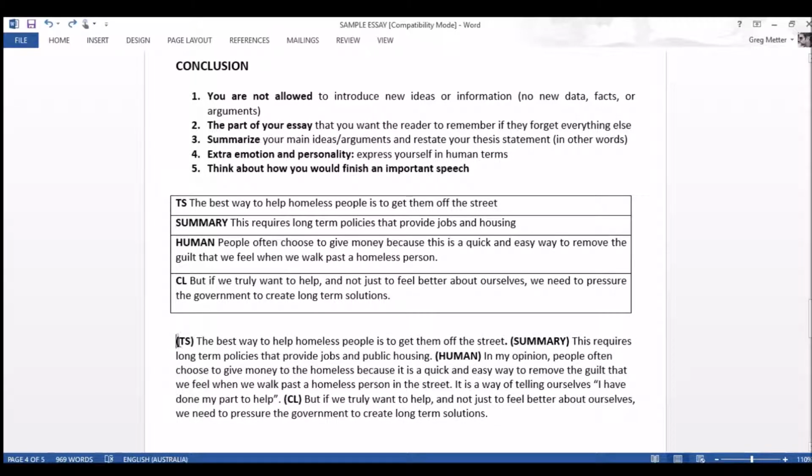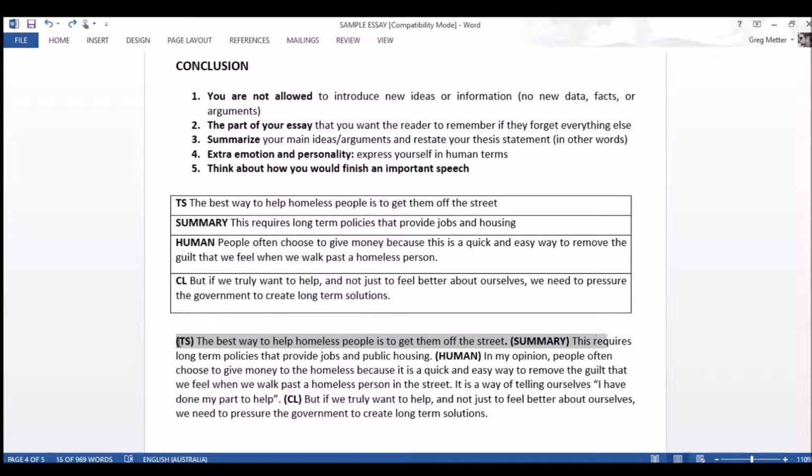Just to be clear, I'm saying my thesis statement again. The best way to help homeless people is to get them off the street. In other words, I don't agree with the question. I don't agree that giving money is the best way to help. This is the best way to help. So I'm saying my thesis statement again, but in different words. Maybe a little bit stronger this time than the way I said it in my introduction.